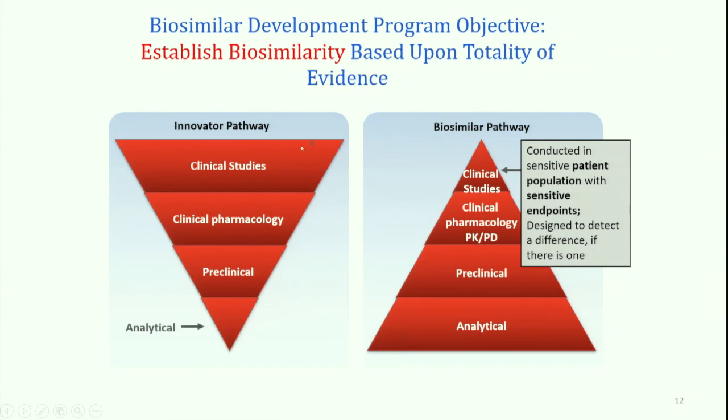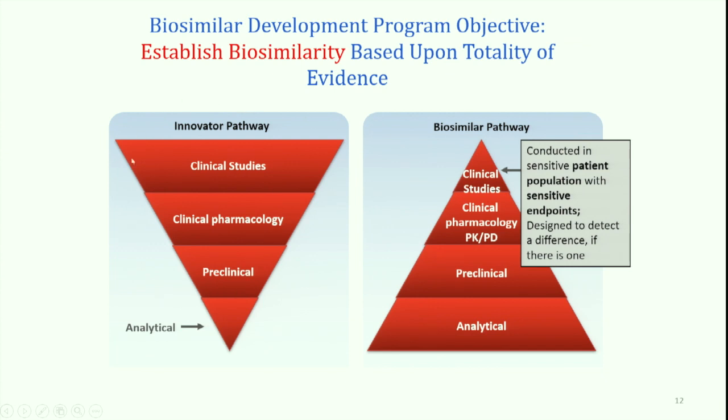So biosimilarity, essentially you are making a drug of an already approved biologic drug, and this drug has to be similar in all aspects. So it is based on totality of evidence. When one is doing this biosimilar manufacture, if you look at the innovator path, where a new molecule or a new biologics drug is launched, lots of clinical study is required, then slightly less clinical pharmacology, then preclinical, and then analytical.